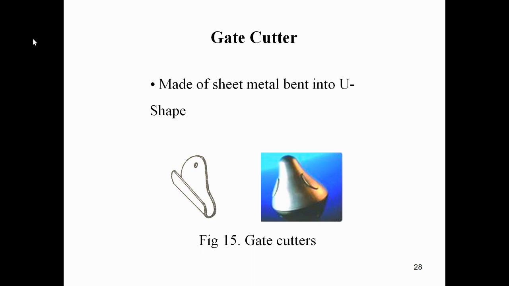The gate cutter is made of sheet metal bent into a U shape. This cutter is made from sheet metal work, which can be U-shaped. It is used for cutting a path in the mold to let the molten metal flow very easily and quickly. So definitely it requires gating. With the help of this cutter, we can make some gateways to flow the metal.